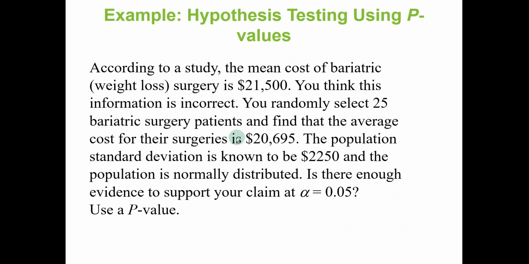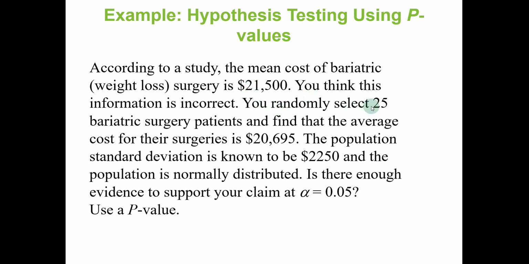Let's play around with this one. Here it simply says, according to a study, the mean is 21,500. You randomly select, and you think this information is incorrect. Now note it has said that the mean is, okay? There is this claim, the mean is. So you are dealing with what is normally called a two-tailed test.